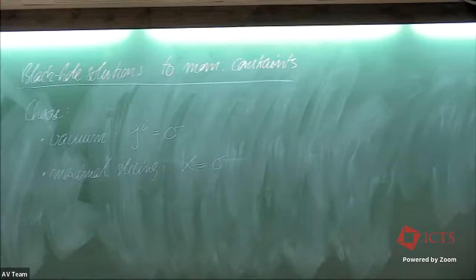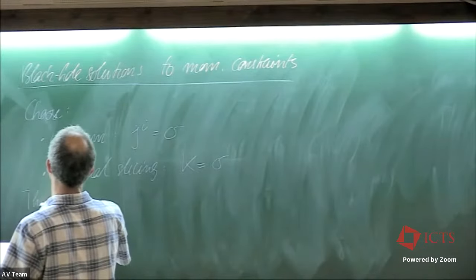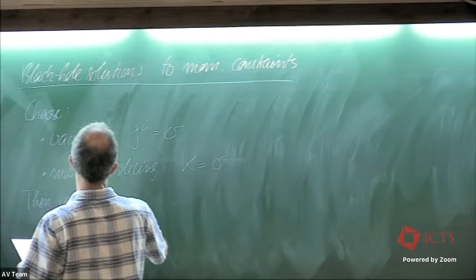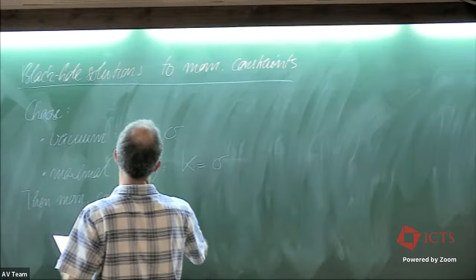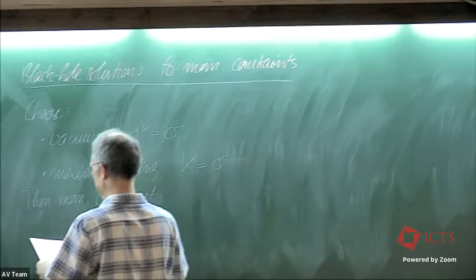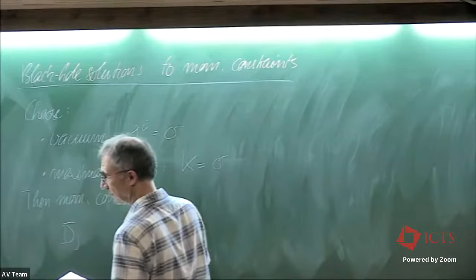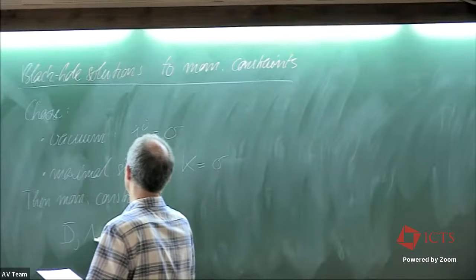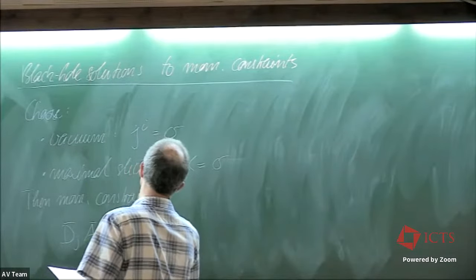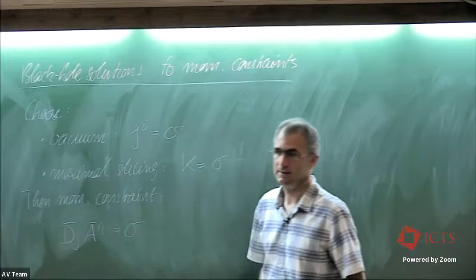In that case, the momentum constraint will reduce to just this one term. Basically the momentum constraint will be just one term, namely nabla_j A bar^ij equals 0.